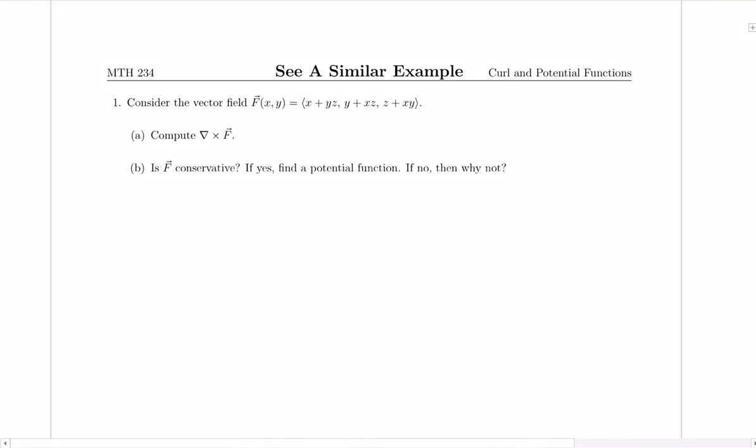In this video, we will check if a three-dimensional vector field is conservative and find a potential function. So part A simply asks us to compute the curl of the vector field, and in part B we'll interpret what that means. First, let's just compute it.